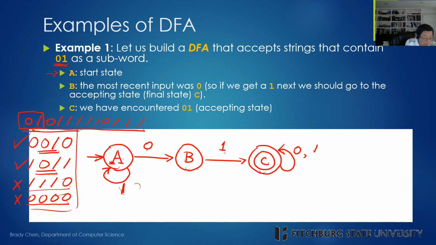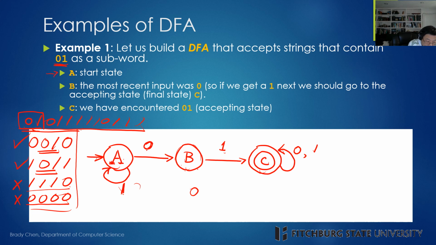We can still stay in A. So that's one thing. Now, let's see. Suppose I got 0. Initial state is A, but then the character is 0, and we reach B. So we hope the next one is 1, but if the next one is not 1, it's 0. Now, what are we going to do?